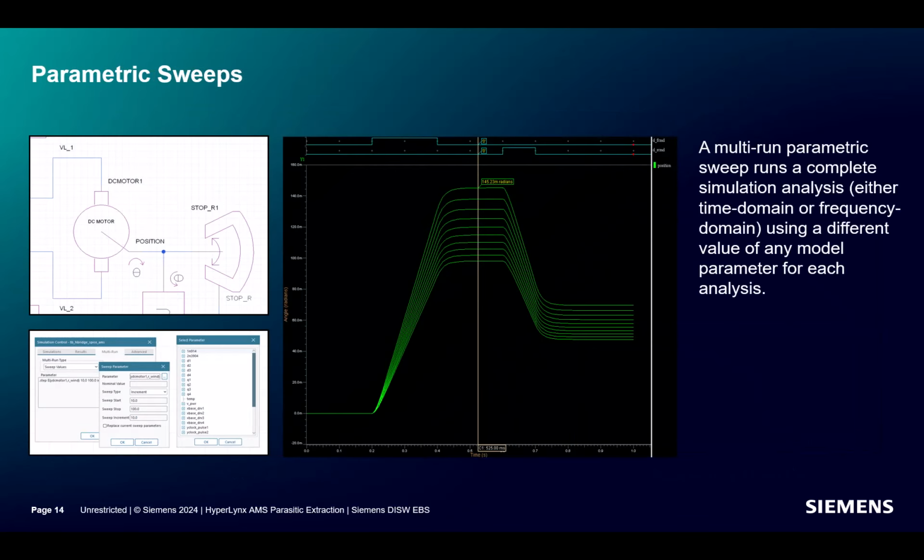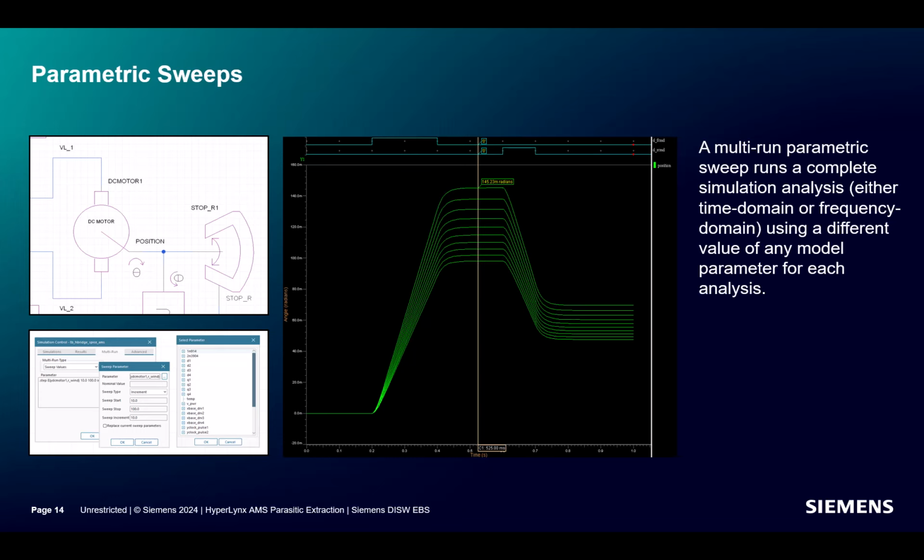A multi-run parametric sweep runs a complete simulation analysis, either time domain or frequency domain, using a different value of any model parameter for each analysis. Parametric sweeps are useful for automatically varying specific circuit parameters and running simulations. Currently, Hyperlinks AMS supports parameter value sweeping on a schematic when the design is netlisted in SPICE, which is the default setting. From simulation control, we can select which parameter we wish to sweep.